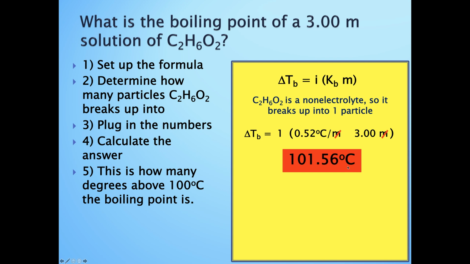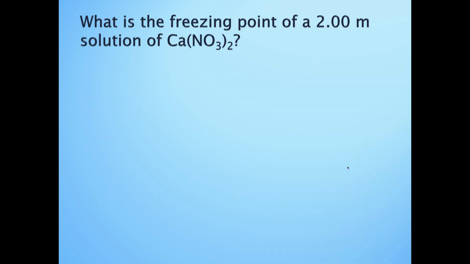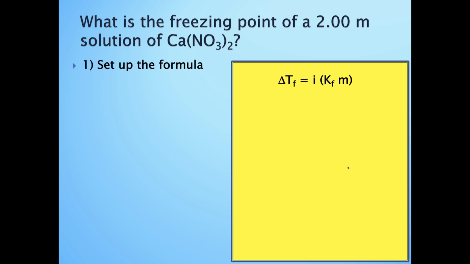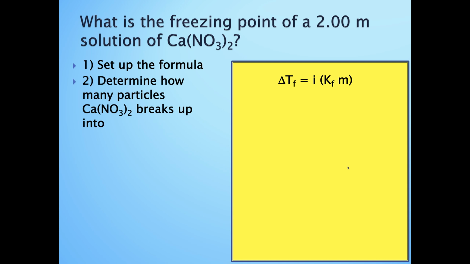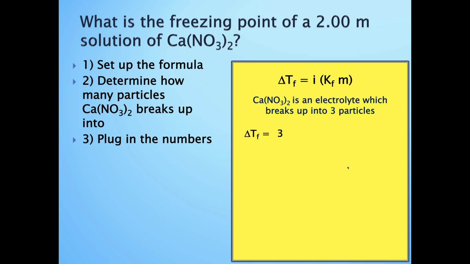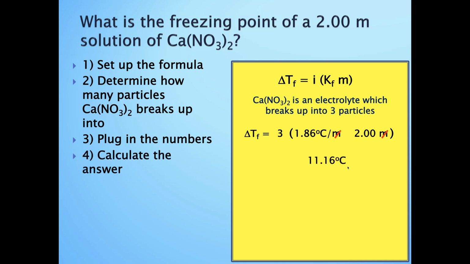What's the freezing point of a 2 molal solution of calcium nitrate? Well, again, we set up the formula. We figure out how many particles calcium nitrate breaks up into, and since there's 1 calcium and 2 nitrate ions, it breaks up into 3 particles. So we'll put 3 in for i. The freezing point depression constant is 1.86 degrees Celsius per molal, and we have a concentration of 2 molal. So when we multiply, molality cancels out. When we multiply across, we get 11.16 degrees Celsius.